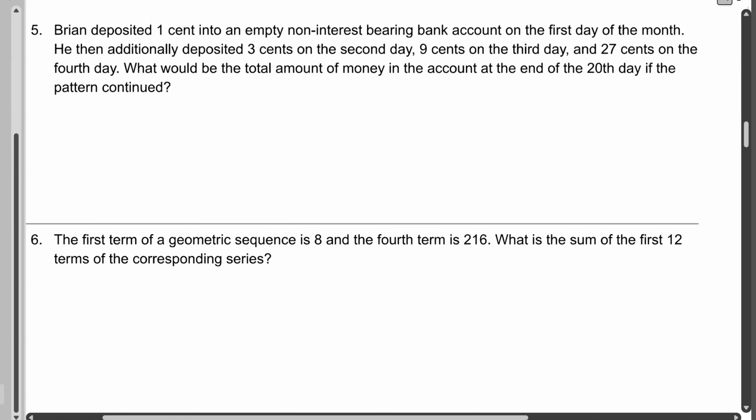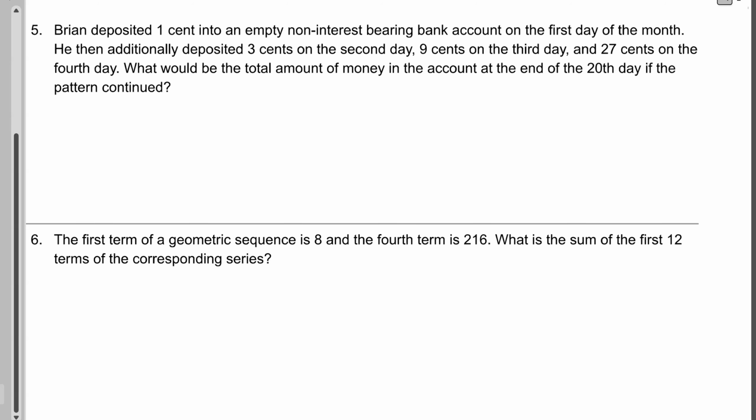So consider another application where Brian deposits 1 cent into an empty non-interest bearing account on the first day of the month, and he additionally deposited 3 cents on the second day, 9 cents on the third day, and 27 cents on the fourth day, and so on and so forth. Assuming he continues this pattern, what would the total amount of money in the account be by the end of the 20th day if the pattern continued?